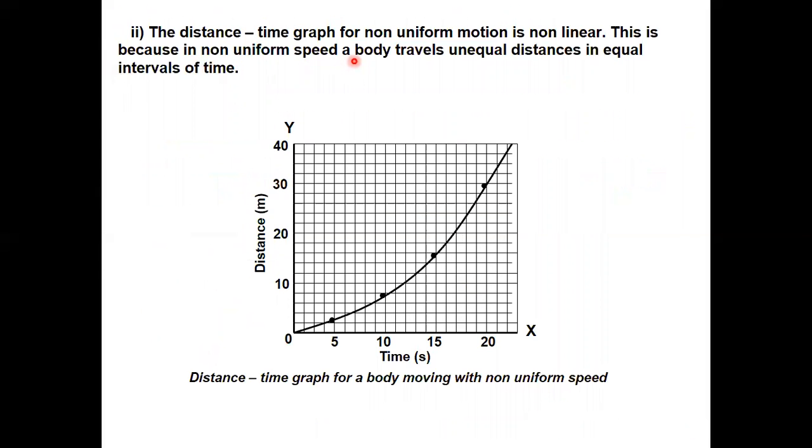Next, the distance time graph for non-uniform motion means here the body covers unequal distances in equal intervals of time. It is non-linear. Non-linear means it is not a straight line. This is because in a non-uniform speed, a body travels unequal distances in equal intervals of time. See children, along y-axis it is distance and along x-axis it is time. Here we are getting a non-linear graph, which means the body is not covering the equal distances.